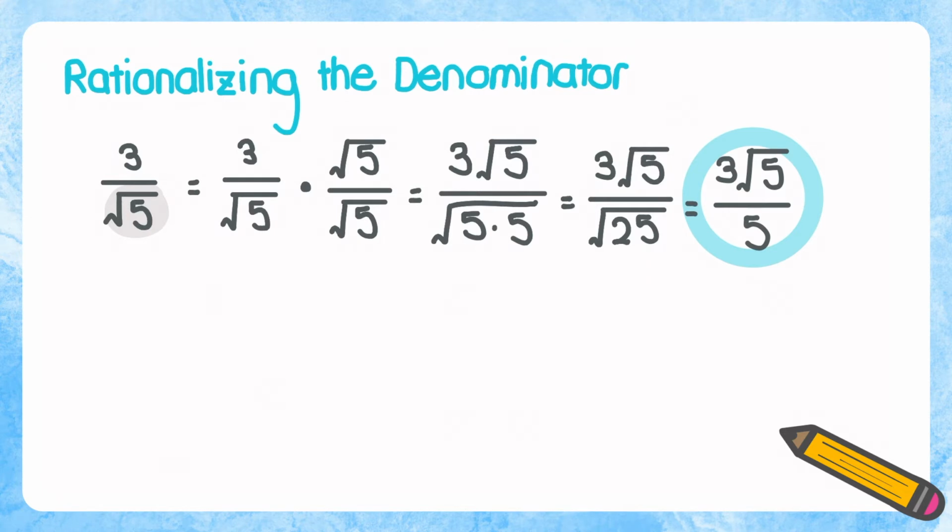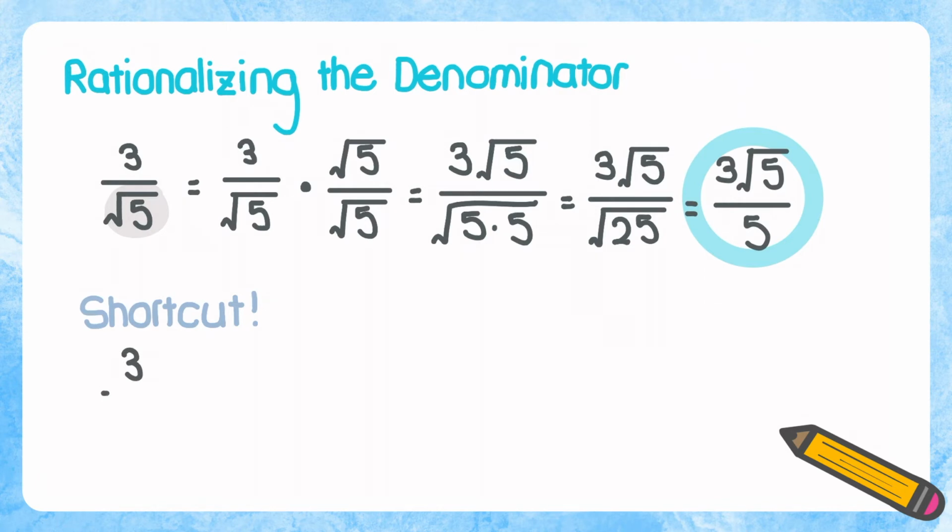So this is equal to 3 over the square root of 5, which is what we started with, but we wrote it differently and we rationalized the denominator. Notice how now in the denominator we don't have that square root. So this is the mathematical way of rationalizing the denominator, but let's go over a shortcut.